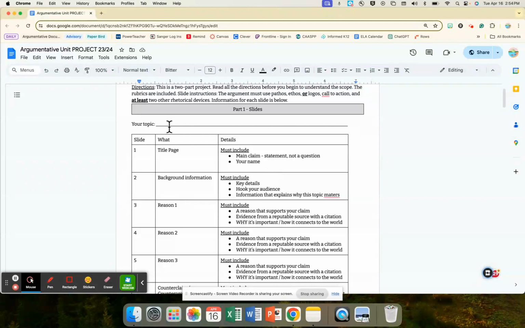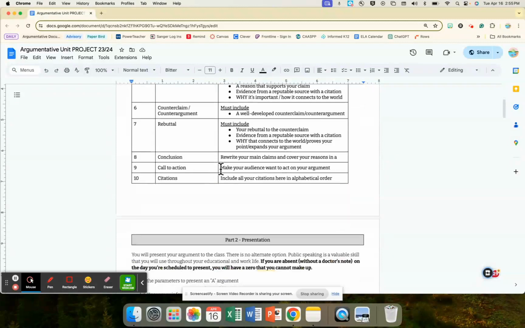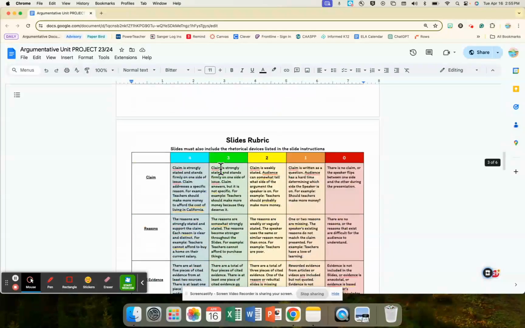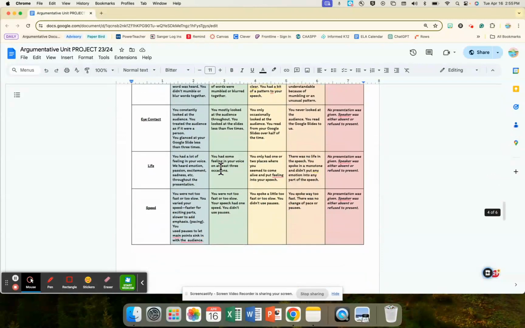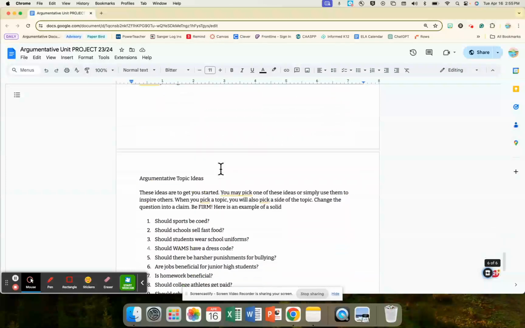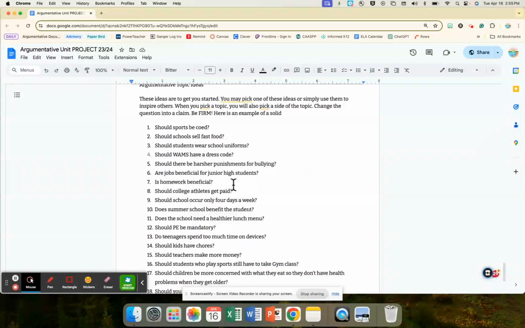Before you even begin, though, you need to pick your topic. Your topic can be anything you want as long as you can argue it. I have a list of topics that you can pick from as well, which is also included in this document. I'll show you where. So let's say you don't know where to pick a topic, you don't know what to do. If you just scroll down, right, there's a bunch of topic ideas here.